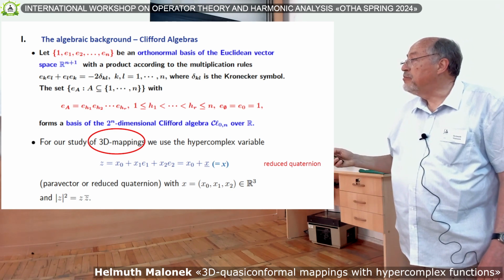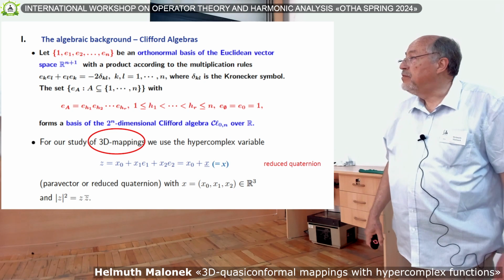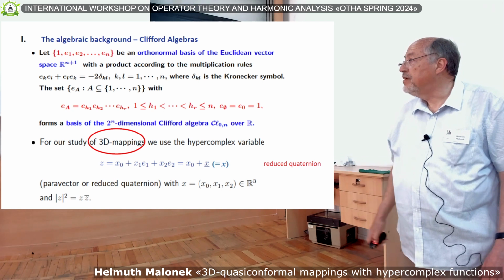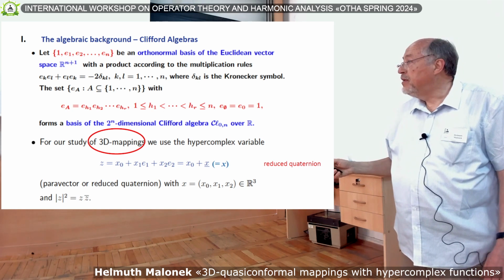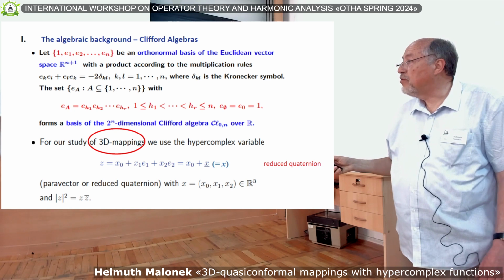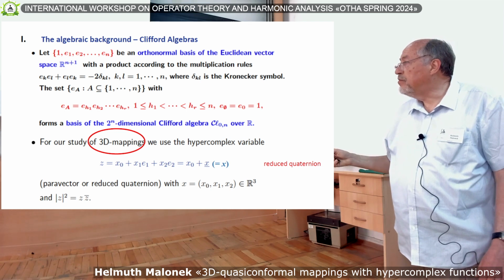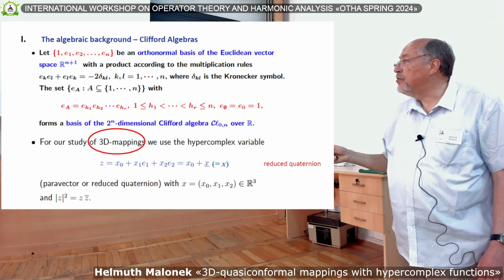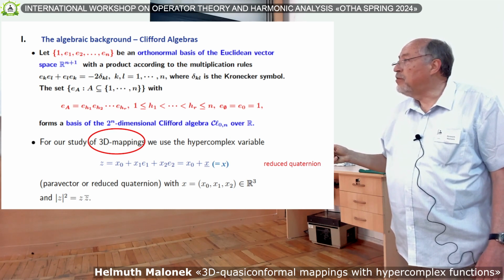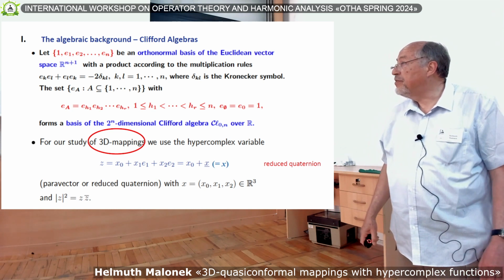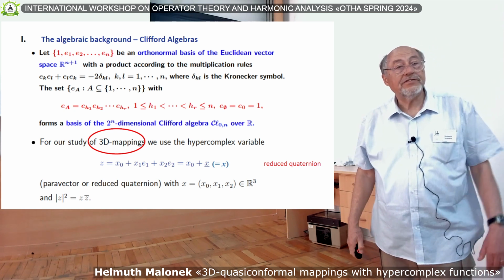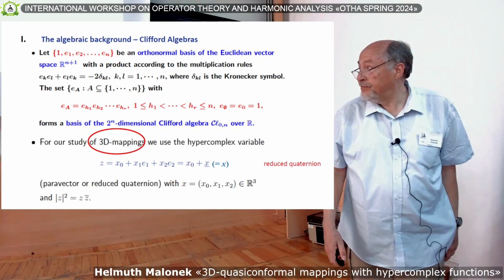So, first of all, the algebraic background. We are using an orthonormal basis. This is for functions in R^(n+1). Of course, for 3D mappings we use only a paravector variable. This composition is called a paravector. You have here the vector part and here the scalar part. Sometimes we are writing x. Still, this we can consider as reduced quaternions because by this rule all the squares of such generators are equal to -1. So it's a generalization also of quaternions.